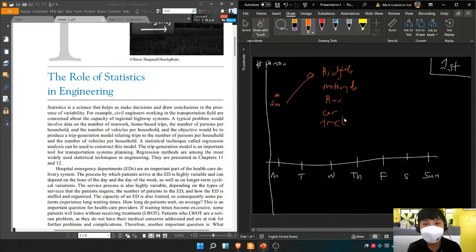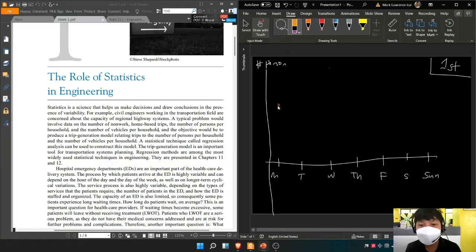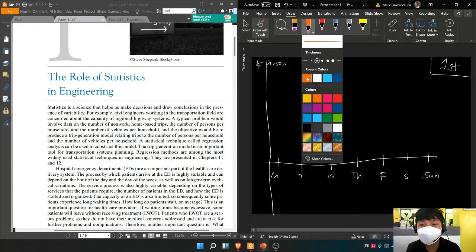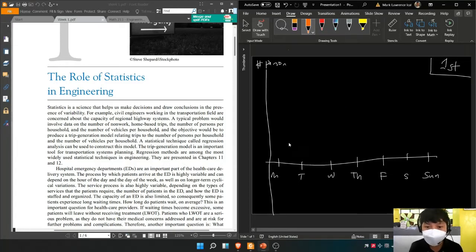But what we're trying to say here is regardless of the vehicles using the road. Because if you make an individual inventory of each vehicle, it will be difficult because you will not arrive with just one data. For example, I'm going to show you. Let's say I'm going to use orange for bicycle.